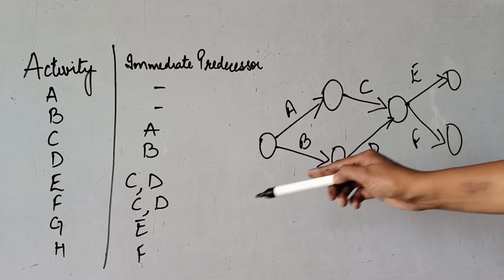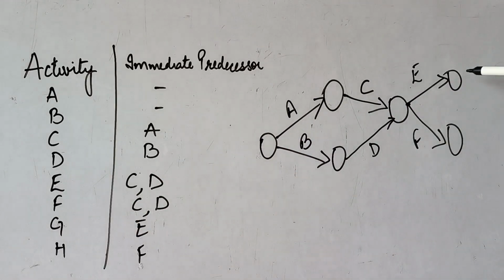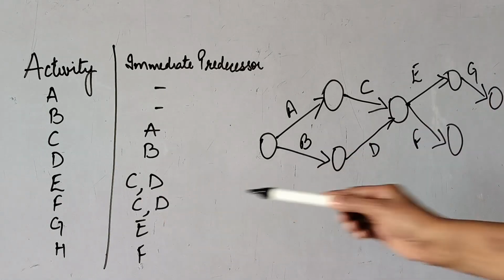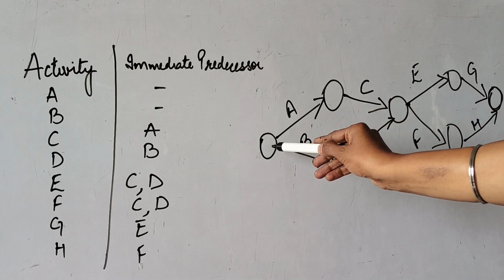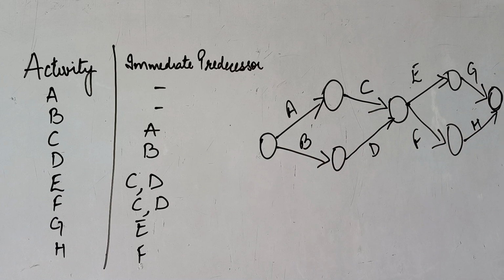Now next, from E, activity G is coming, and from F, activity H is coming out. So now this is the last point. You should know there should be one point while starting, there should be one point while ending. So this is how a network is drawn.